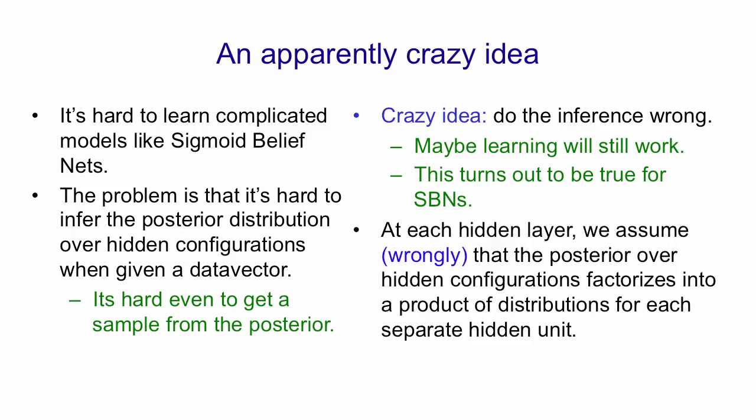So the distribution that we're going to use is a distribution that ignores explaining away. We're going to assume wrongly that the posterior over hidden configurations factorizes into a product of distributions for each separate hidden unit. In other words, we're going to assume that given the data, the units in each hidden layer are independent of one another, as they are in a restricted Boltzmann machine. But in a restricted Boltzmann machine, this is correct, whereas in a sigmoid belief net, it's wrong.